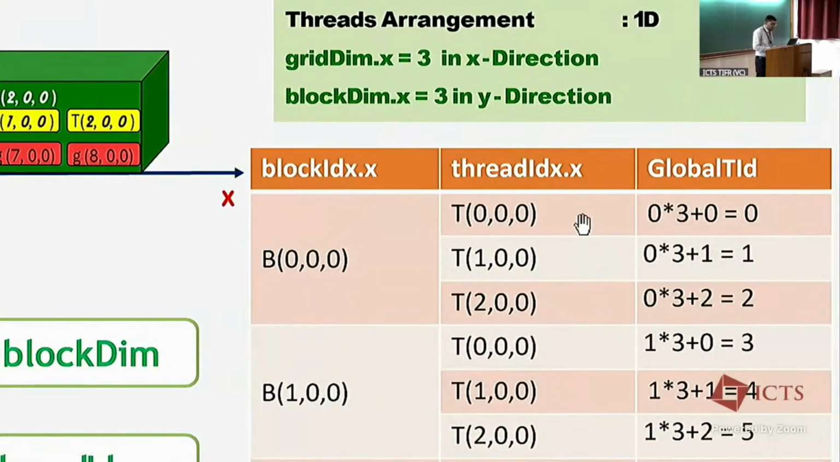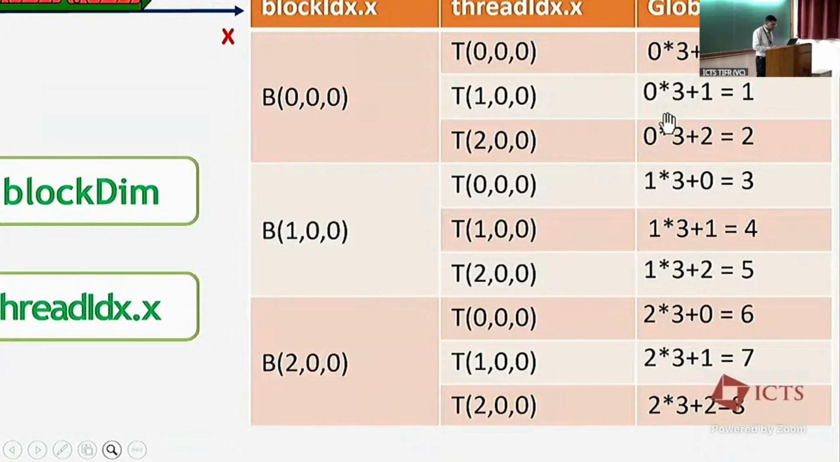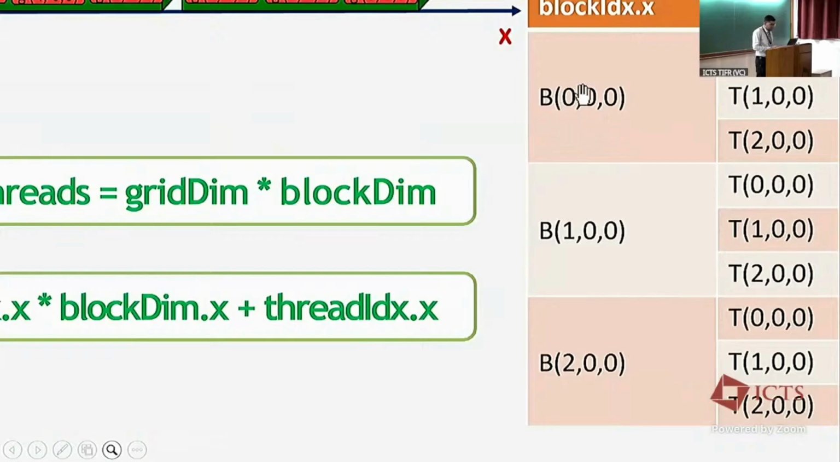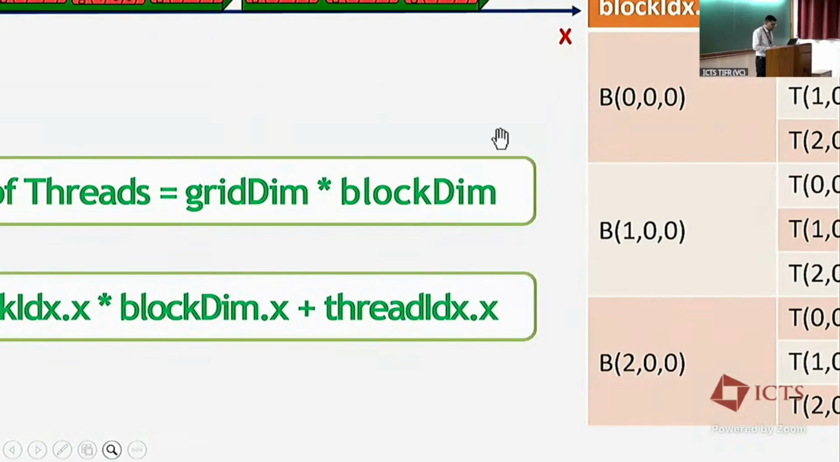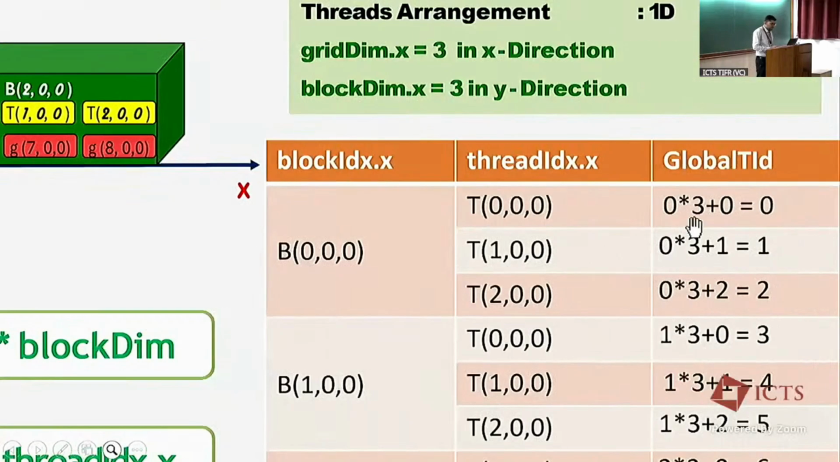Then how can we calculate the global thread ID using this formula? blockIdx.x into blockDim plus threadIdx. Here is the same formula we have used. The block ID in the x direction is 0, into the block dimension, which is 3, since we have 3 threads in the block, plus threadIdx in the x direction, which is 0. So it becomes 0. So the global thread ID for T000 is 0.